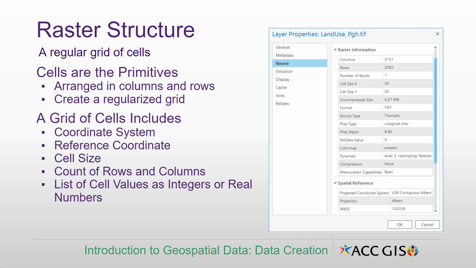You can see the layer properties in ArcGIS by right-clicking, for example, a raster dataset like a TIFF image, and then going to the source in the layer properties window. And there you can see all of the information I'm describing on the left in the window on the right. So it's the number of columns and rows, it's the size of each cell. In this case, it's 30 by 30. What else is in here? The pixel type and depth describes the type of data that is stored in this raster data set, and including the projected coordinate system there you can see at the bottom.